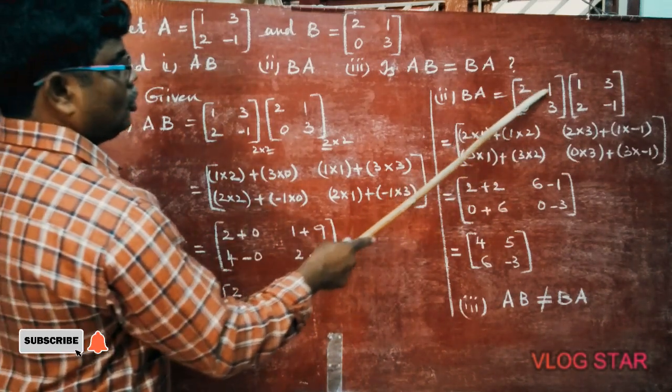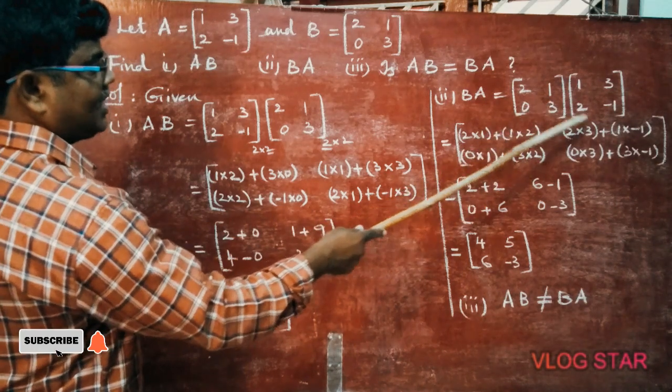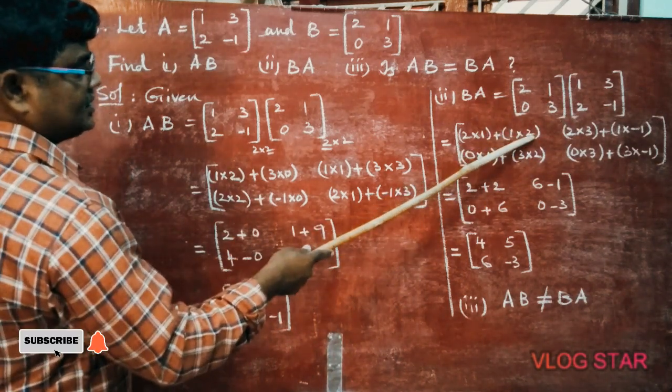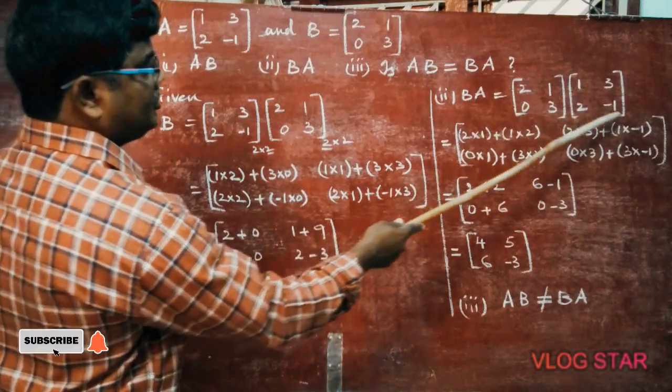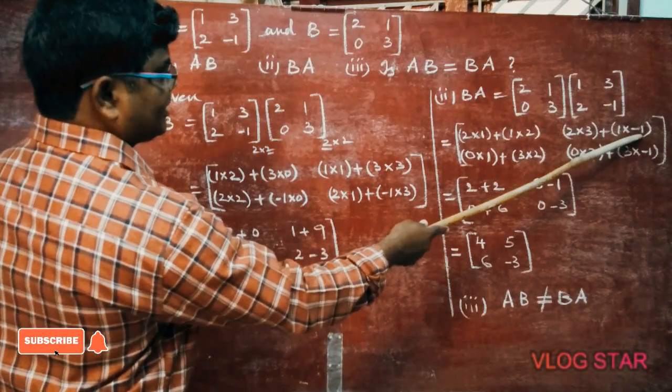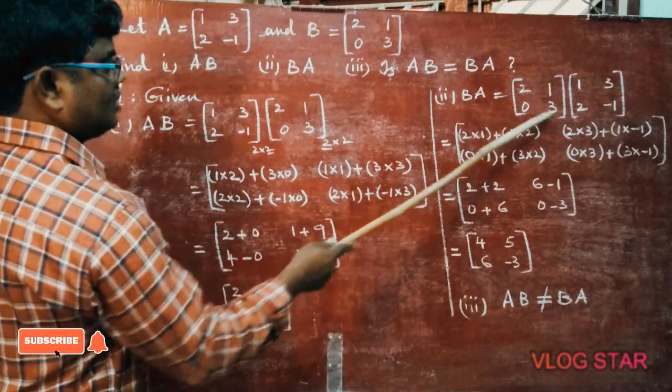How to multiply? Row with column. 2 into 1 plus 1 into 2. This is the first element. Second one: 2 into 3 plus 1 into minus 1. Second one completed. Third element, now with the second row, first column.